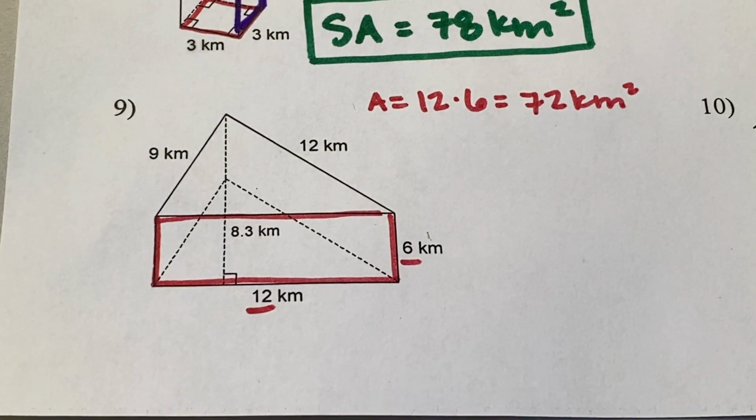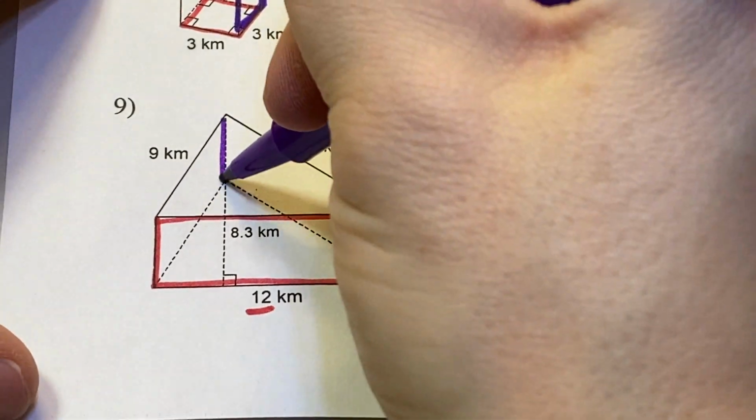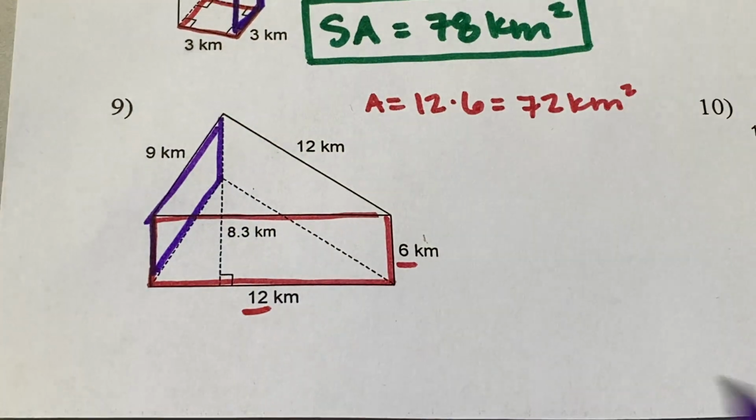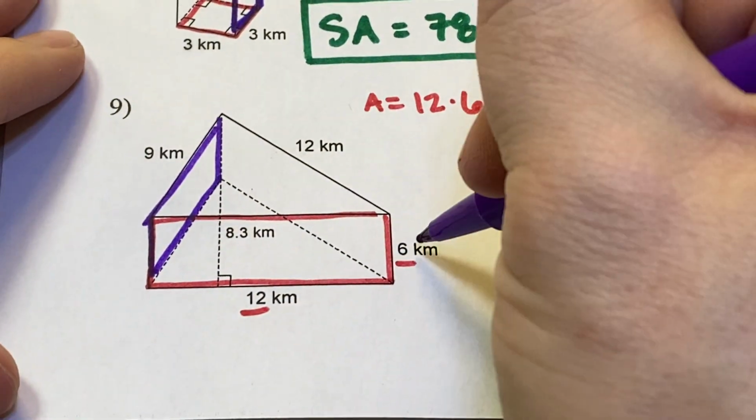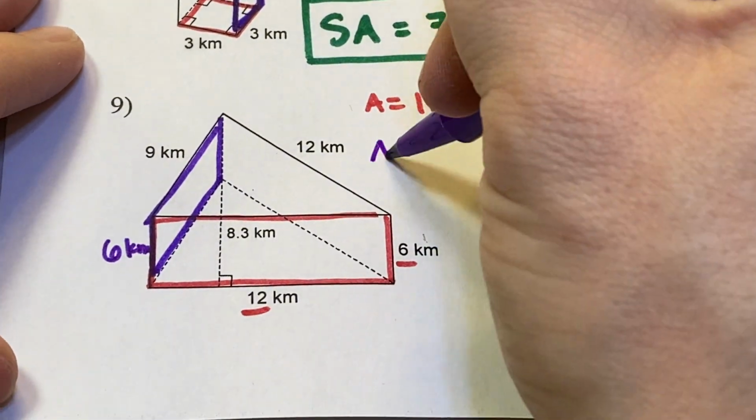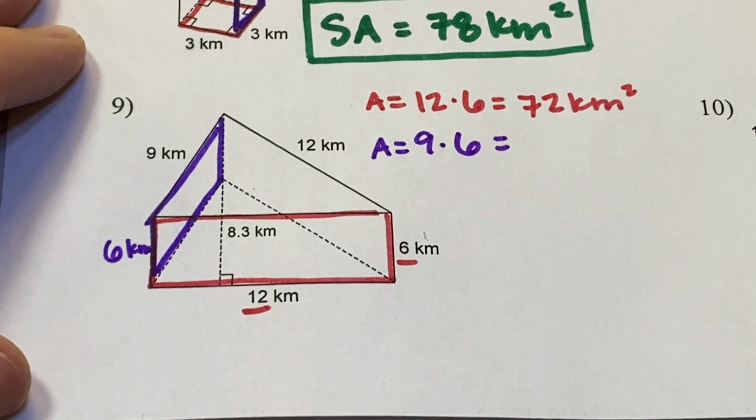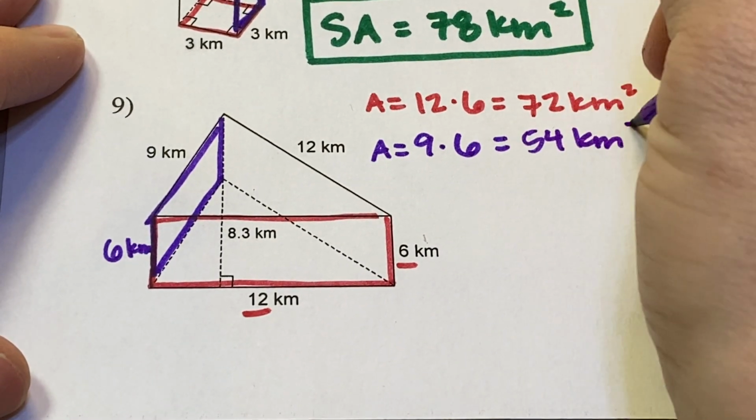Now careful here. Now we're looking at the sides of this box. The sides of this box, let me draw it here in purple. What shape is that guy right there? That's a rectangle again. So this other side's also 6 kilometers. So this guy is 9 times 6. 9 times 6 is going to give us 54 kilometers squared.